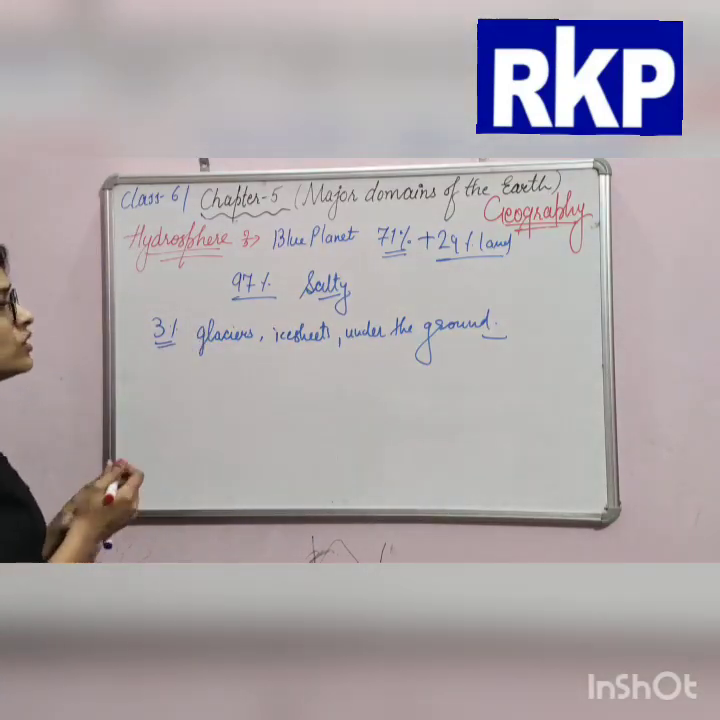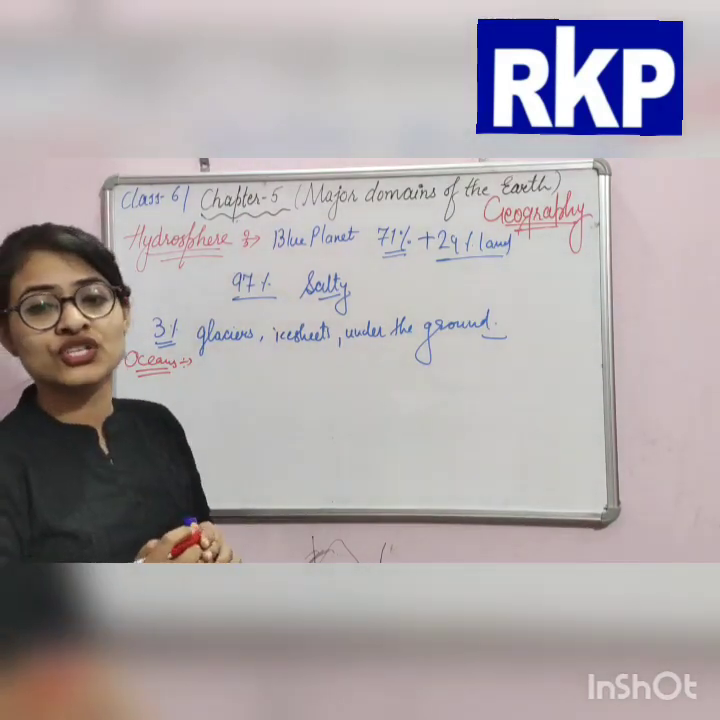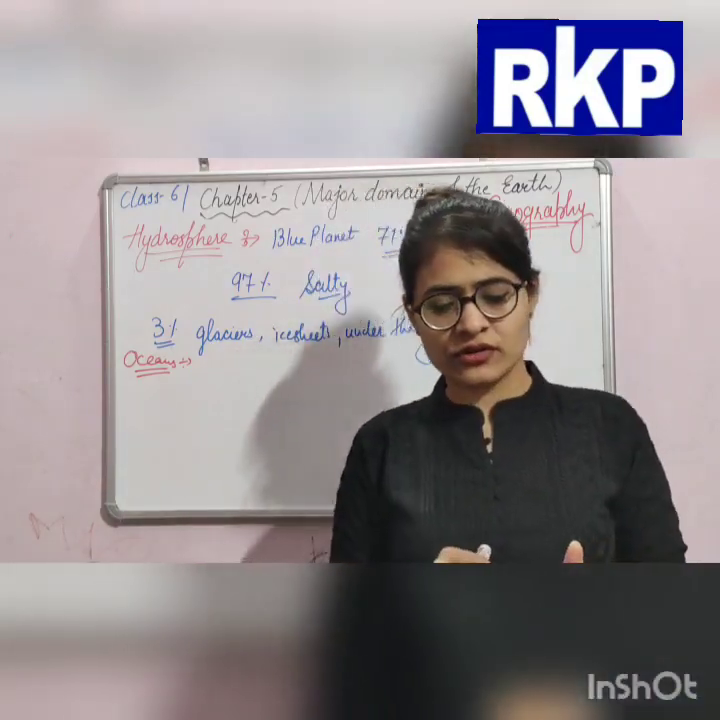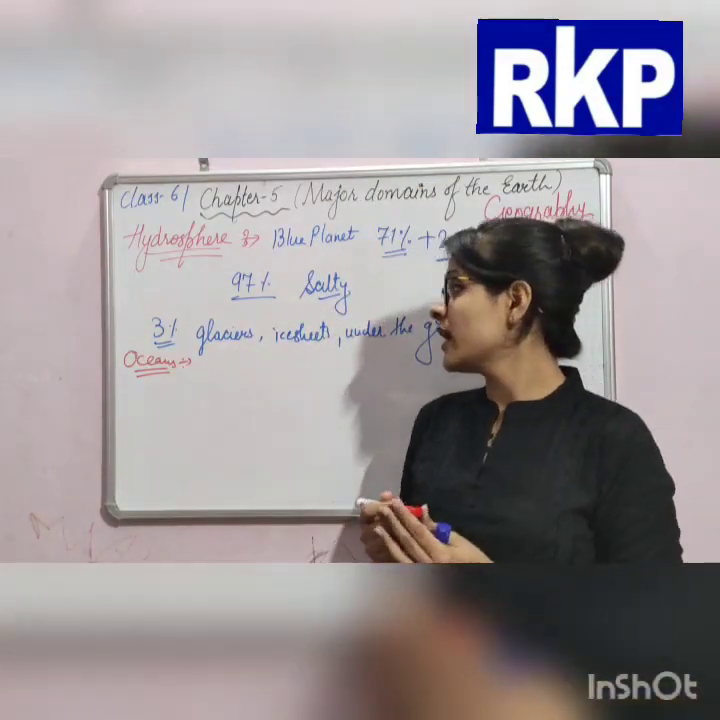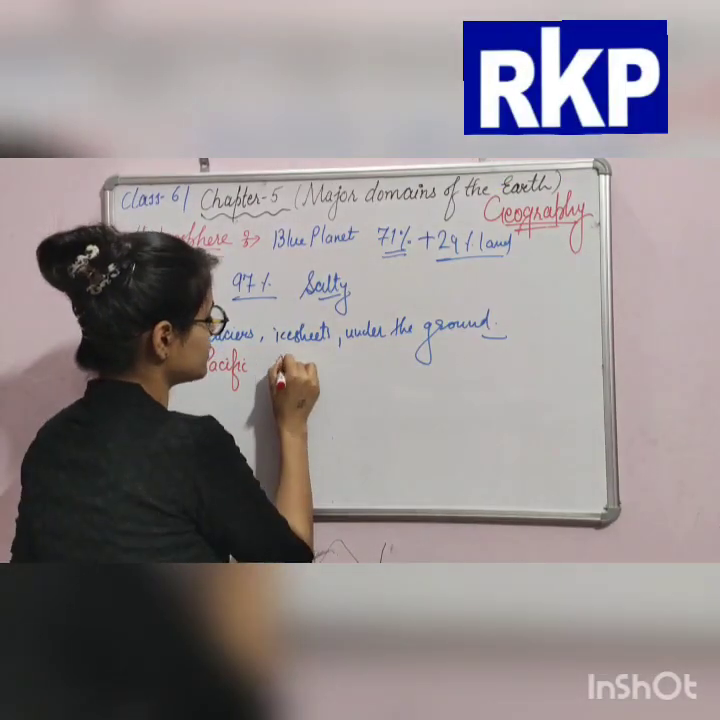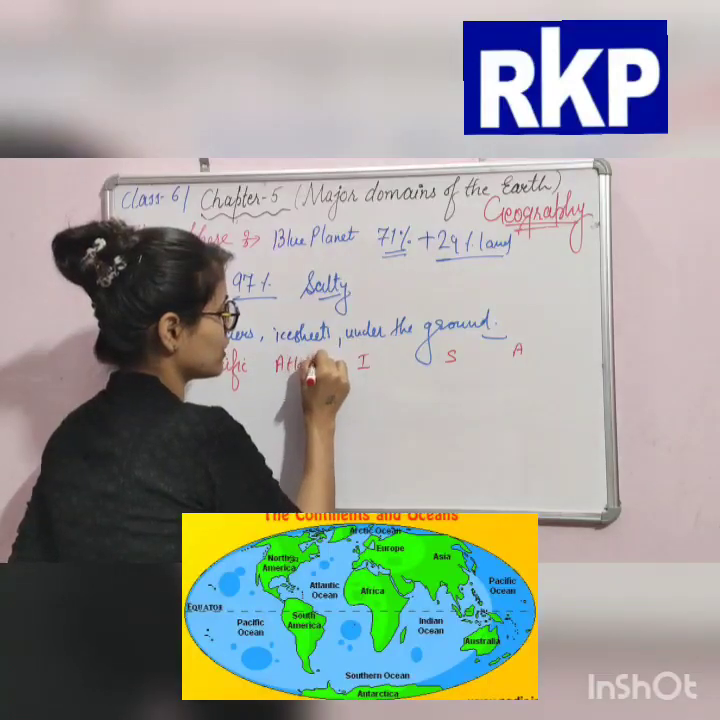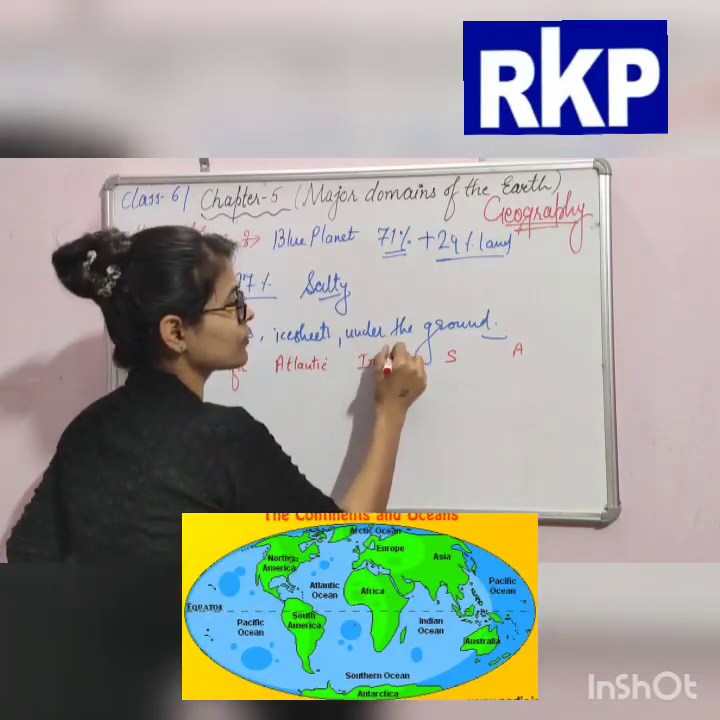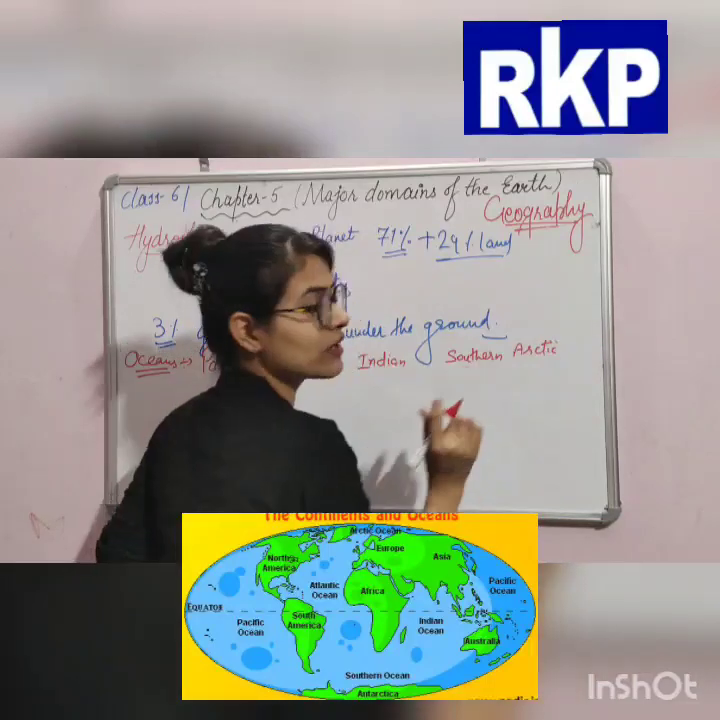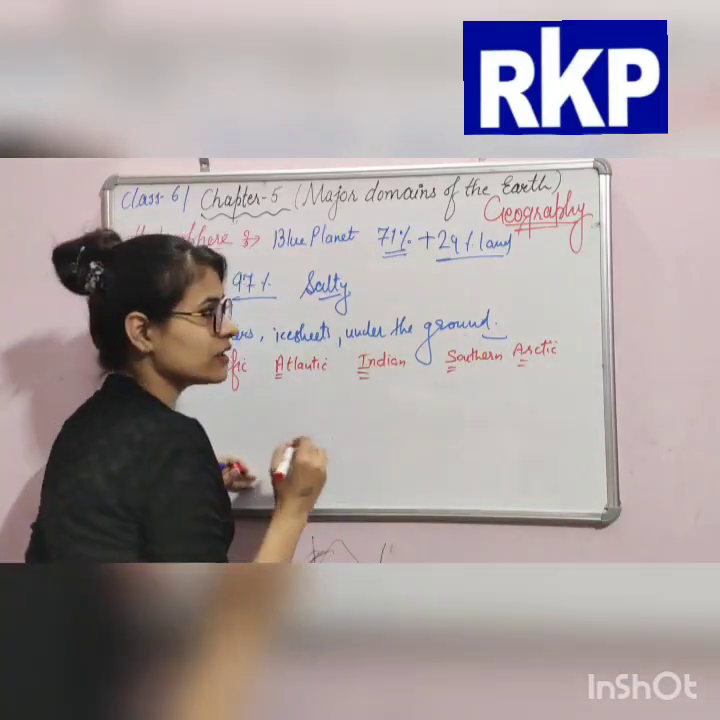Now we can include oceans in hydrosphere. As we know, there are 5 oceans on the Earth, and these are Pacific, Atlantic, Indian, Southern, and Arctic. There is a trick I told you, that is PAISA: P for Pacific, A for Atlantic, I for Indian, S for Southern, and A for Arctic.